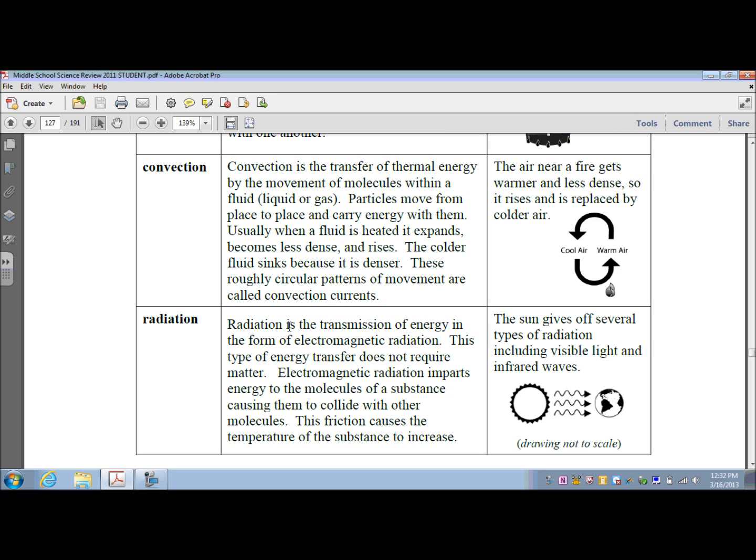The third method of transfer is radiation. Radiation is the transmission of energy in the form of electromagnetic radiation. This type of energy transfer does not require matter. Electromagnetic radiation imparts energy to the molecules of a substance, causing them to collide with other molecules. This friction causes the temperature of the substance to increase. For example, the sun gives off several types of radiation, including visible light and infrared waves. So the sun is radiating and it's transferring energy to the earth.